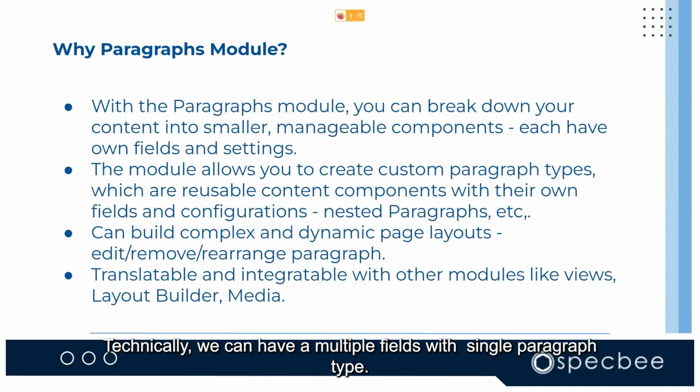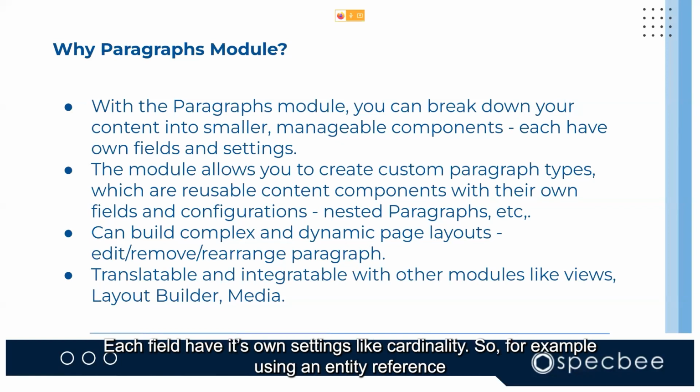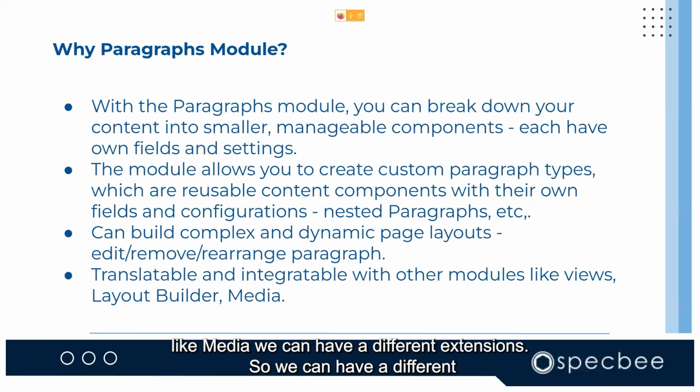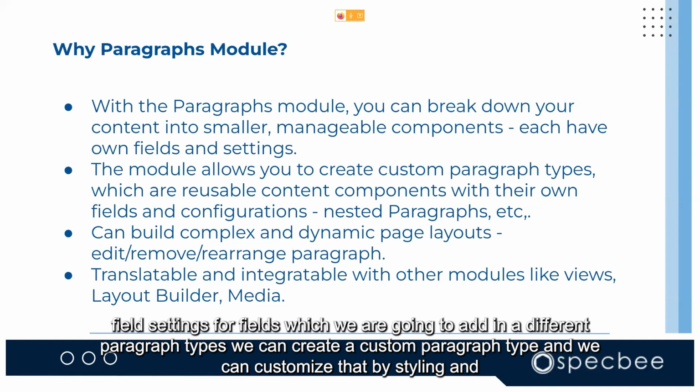Technically, we can have multiple fields within a single paragraph type. Each field has its own settings, like cardinality. For example, if you are using an entity reference like media, then we can have different extensions for the media that we are going to upload. So we can have different field settings for the fields we add in different paragraph types, and we can create custom paragraph types.